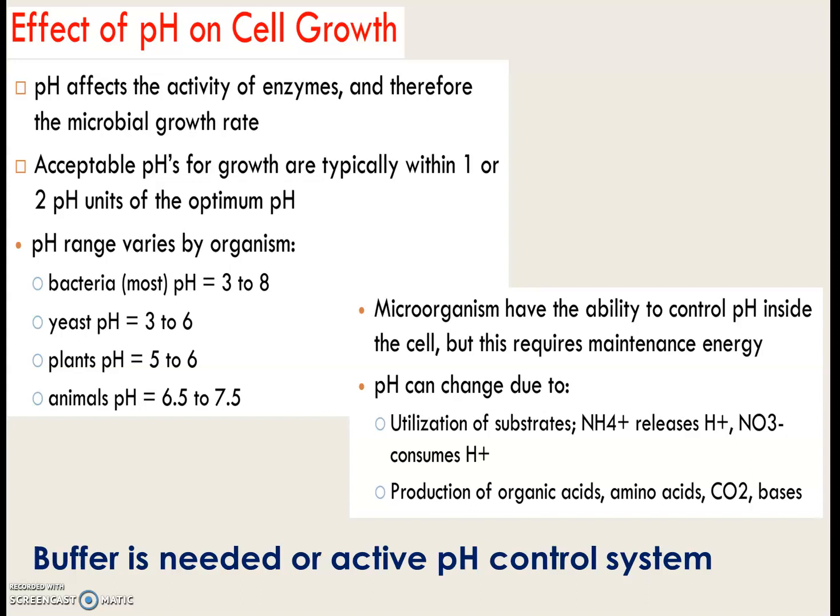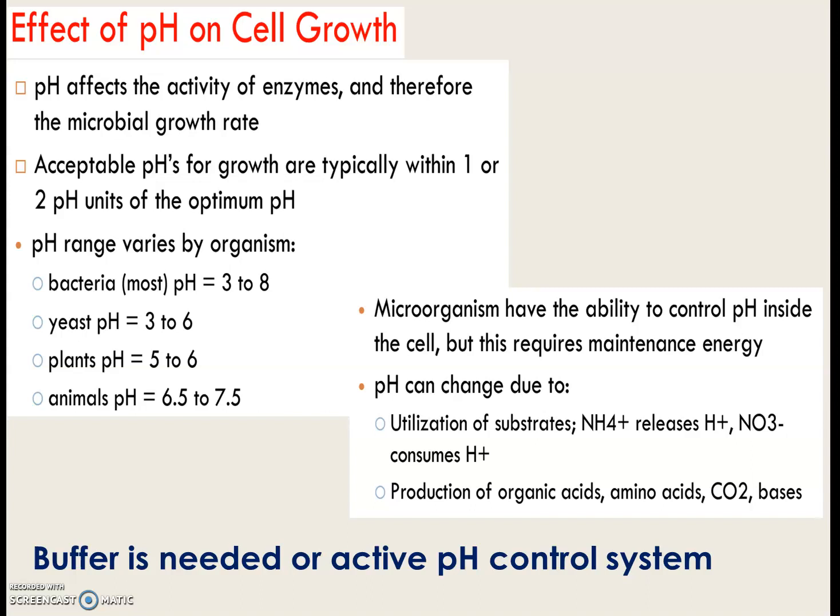to grow. Acceptable pH for growth is typically within 1 or 2 pH units of the optimum pH. The pH range can vary based on different organisms. If the organism is a bacteria, the pH range is around 3 to 8. If it is a yeast, the pH will be 3 to 6. If it is from plants, the pH will be around 5 to 6. If the organism is from animals, the pH will be around 6.5 to 7.5.